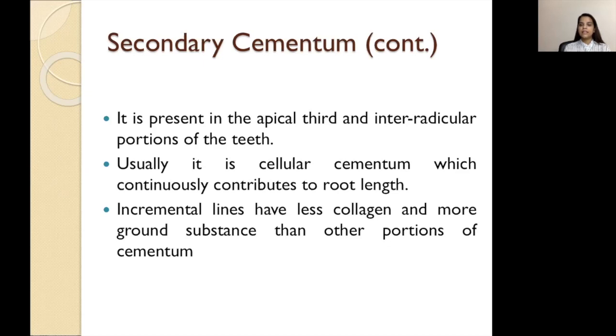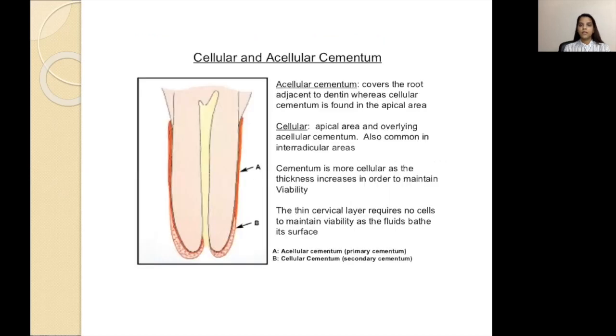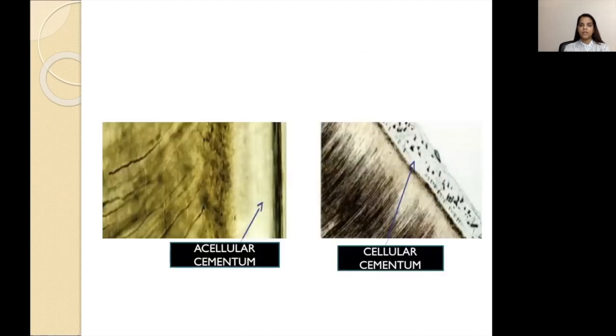And incremental lines have less collagen and more ground substance than other portions of cementum. So this is the picture showing cellular and acellular cementum. Acellular cementum covers the root adjacent to dentine, whereas cellular cementum is found in the apical area. Acellular cementum, as I've said, is primary cementum, and cellular cementum is secondary cementum. So this is the microscopic picture of acellular cementum and cellular cementum.